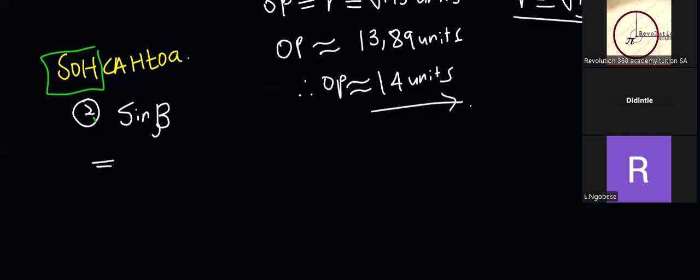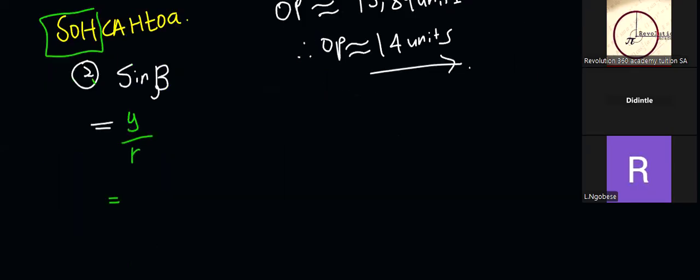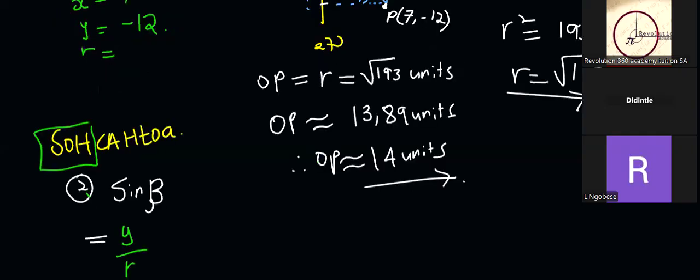Okay, and then since we are using sine, it is opposite over hypotenuse, which we say is R. So what is your opposite side? Your opposite side is represented by negative 12 from the diagram. We normally use the diagram that we have. So that is going to be negative 12 over the hypotenuse side, which is the longest side in the triangle, equal to R, the square root of 193.